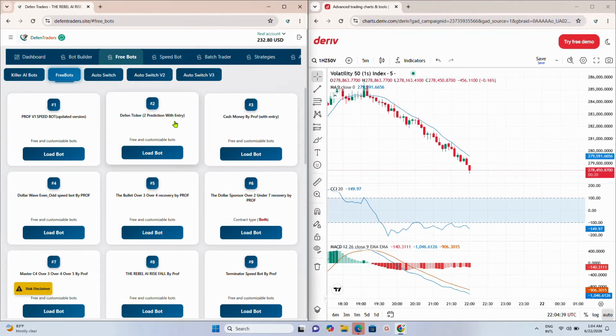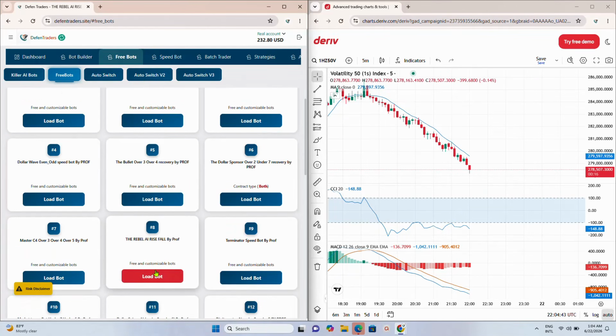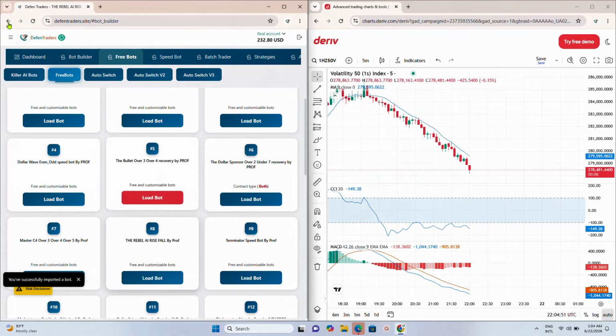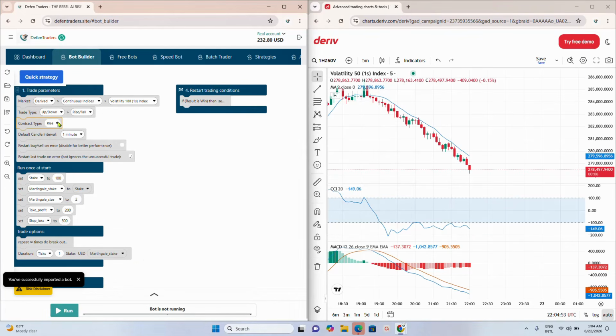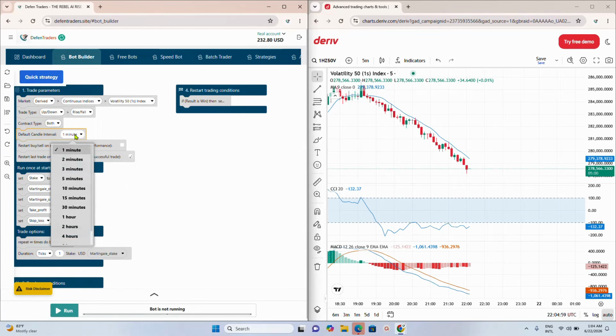So I'm trading rise and fall using the three indicators that I've added, that is moving average, CCI, and the MACD. I'll work with robot number 8, that is the rebel. I'll set the market on fall, that's where we are. Volatility is 50. Let me set it well. Time frame, I'll work with 5 minutes, market is fall.